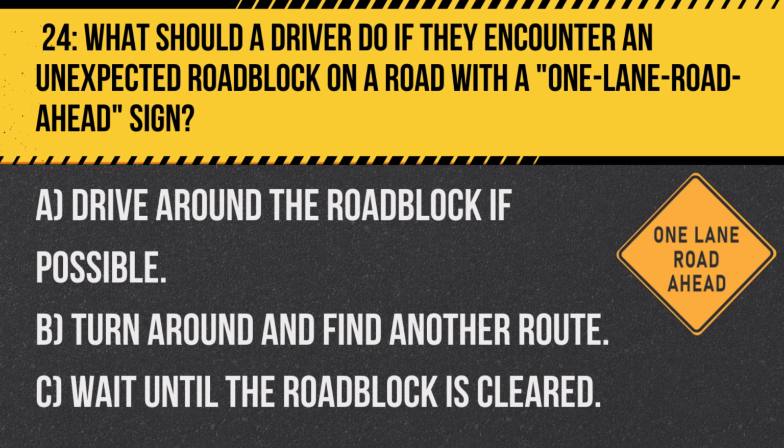Question 24. What should a driver do if they encounter an unexpected roadblock on a road with a one-lane road ahead sign? A. Drive around the roadblock if possible. B. Turn around and find another route. C. Wait until the roadblock is cleared.